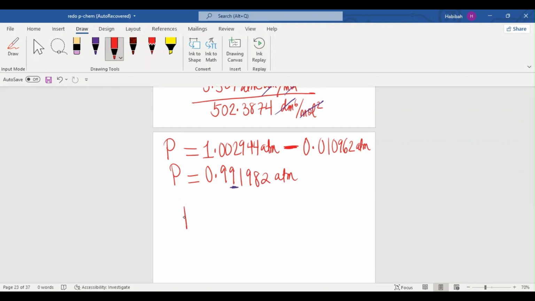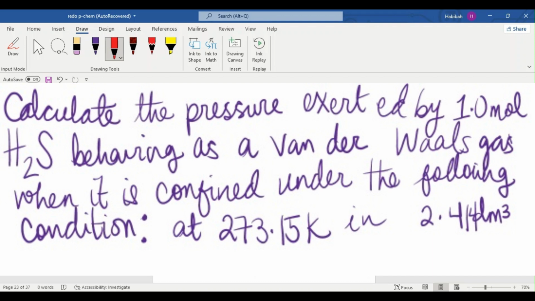So the value for pressure would be 0.99 atmospheres. And this is how you answer this question. I have done another question very similar to this, where the values are different but the concept is the same, so make sure you watch that video. The question is going to be on the screen right now.